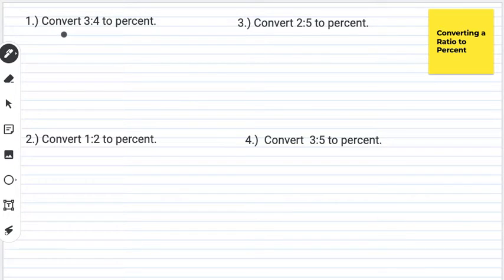We have to copy first 3:4. Then write this one in fraction form, that is 3/4. And 3 divided by 4 using long method of division. So we have to divide now. 3 divided by 4 cannot be, then we have to add 0.